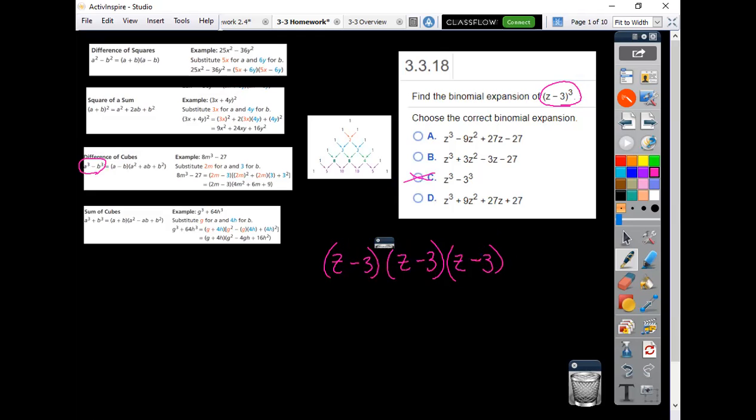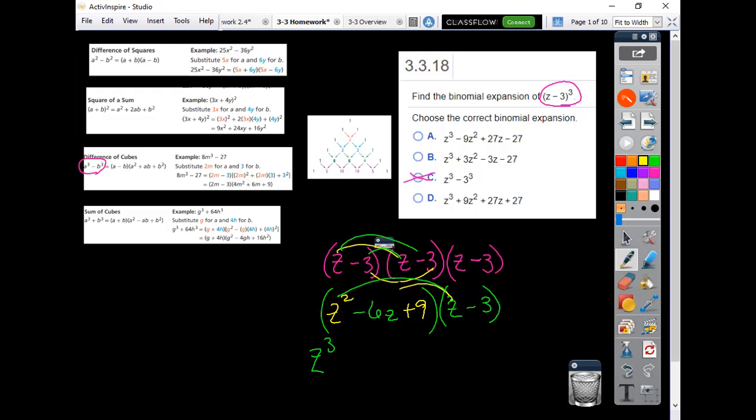So if you multiply 2 of these together to start with, you've got your z squared, you have your 9 on the end, and then you have a negative 3z twice here for your inside 2 and your outside 2, negative 3 being a negative 6z. And then you have to still take that times this z minus 3. So you're going to have this z cubed from here.